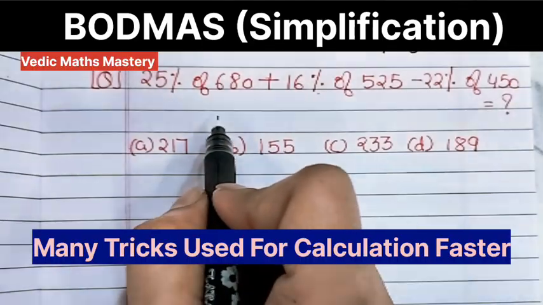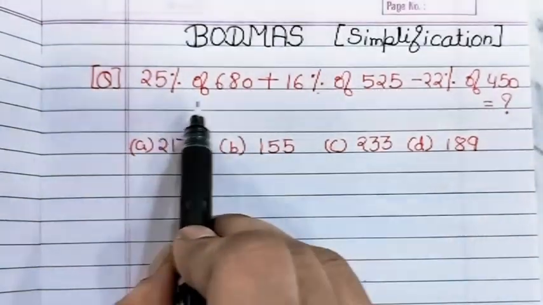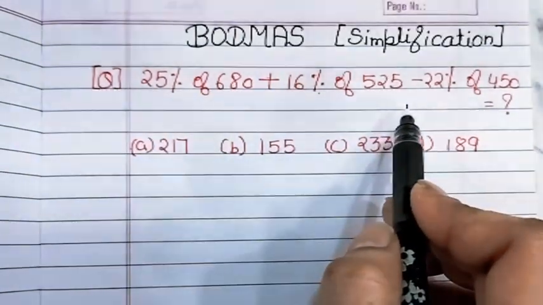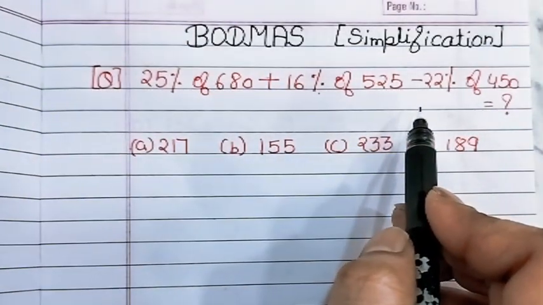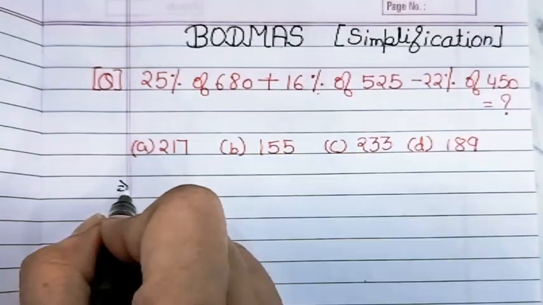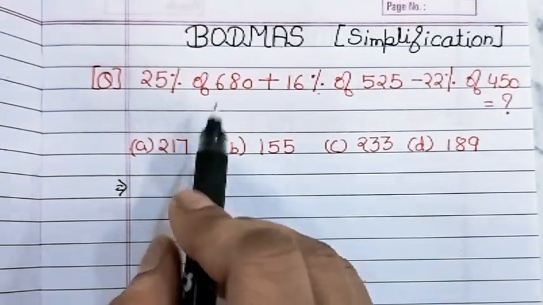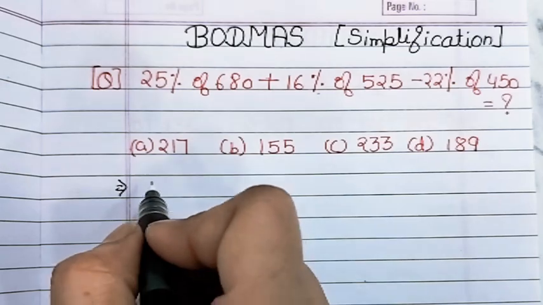So friends, the problem asks us to simplify the following expression using the BODMAS rule. As you can see here, this expression we will break down step by step, and we'll learn some Vedic maths and some other tricks also. So first we calculate the 25% of 680.